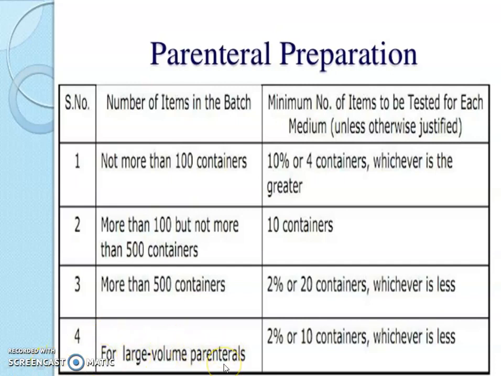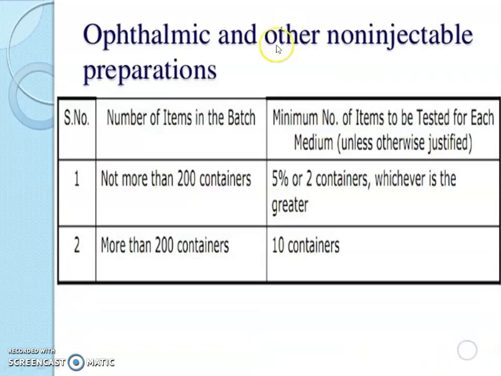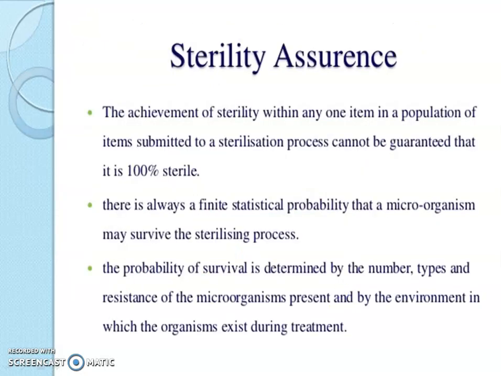For large volume parenterals, that is LVP, 2% or 10 containers, whichever is the less, should be tested. For ophthalmic and other non-injectable preparations, the number of items in the batch and the minimum number of items to be tested for each medium, unless otherwise justified: for not more than 200 containers, 5% or 2 containers, whichever is the greater, should be tested, and for more than 200 containers, 10 containers should be tested.